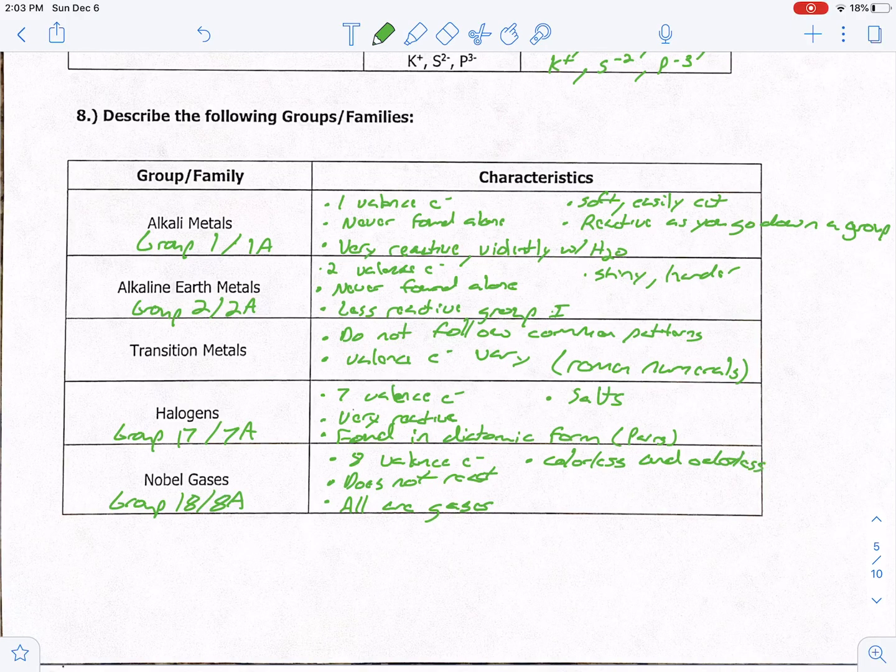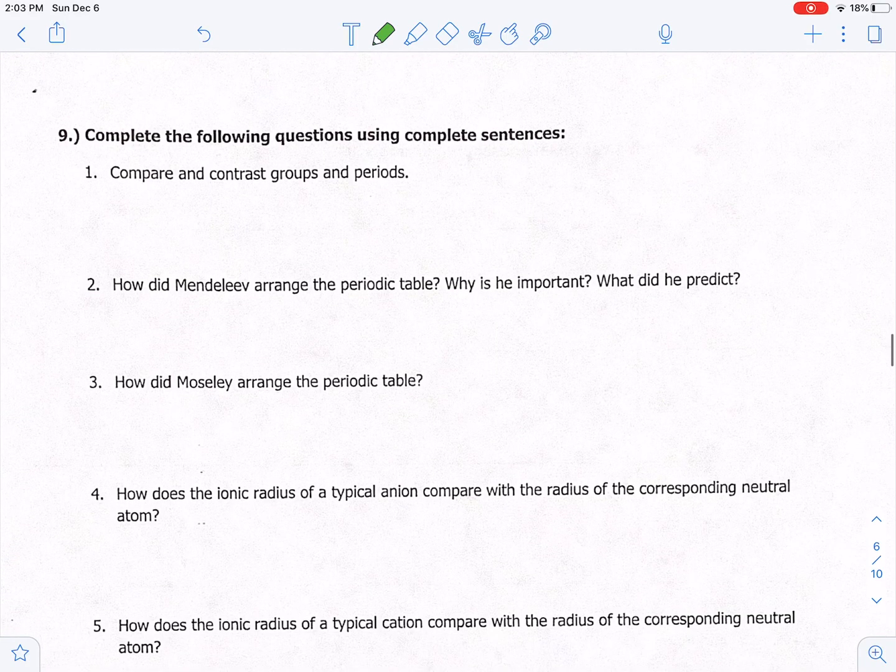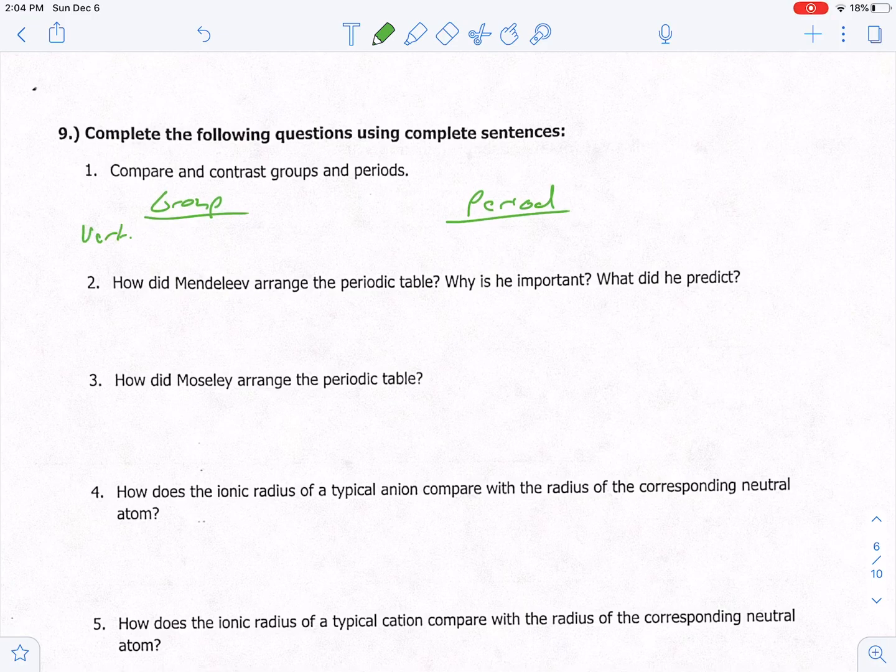So that's a brief overview of the main groups that we deal with. All right, we're going to try to breeze through these. You have a group and you have a period. A group is your vertical column, so that means going up and down. They have the same valence electrons, which means they have common characteristics. If you have the same number of valence electrons, you're going to have the same kind of characteristics.